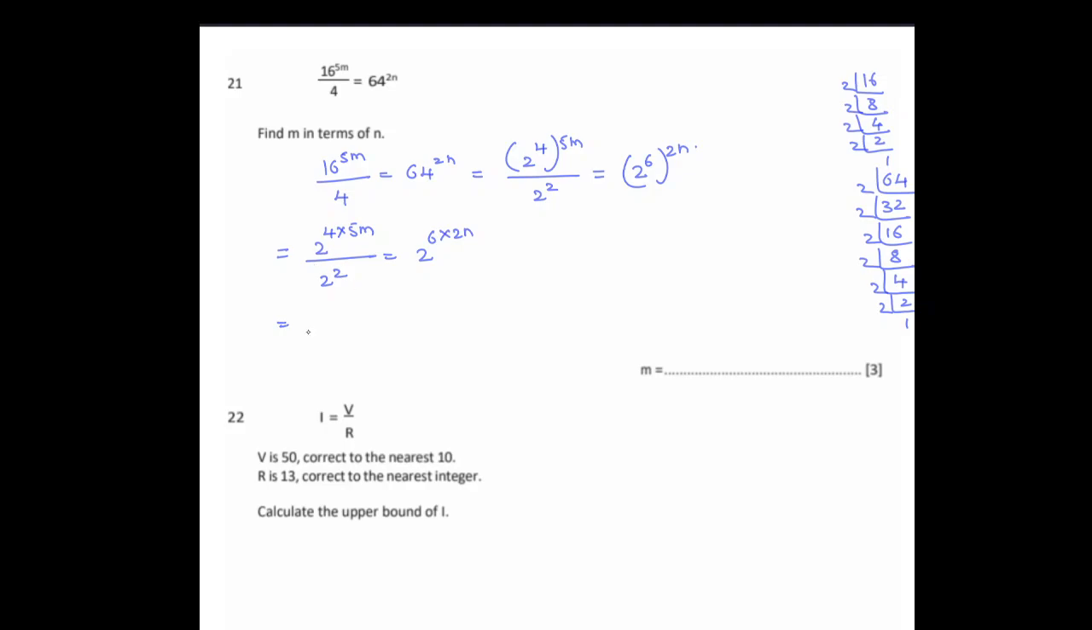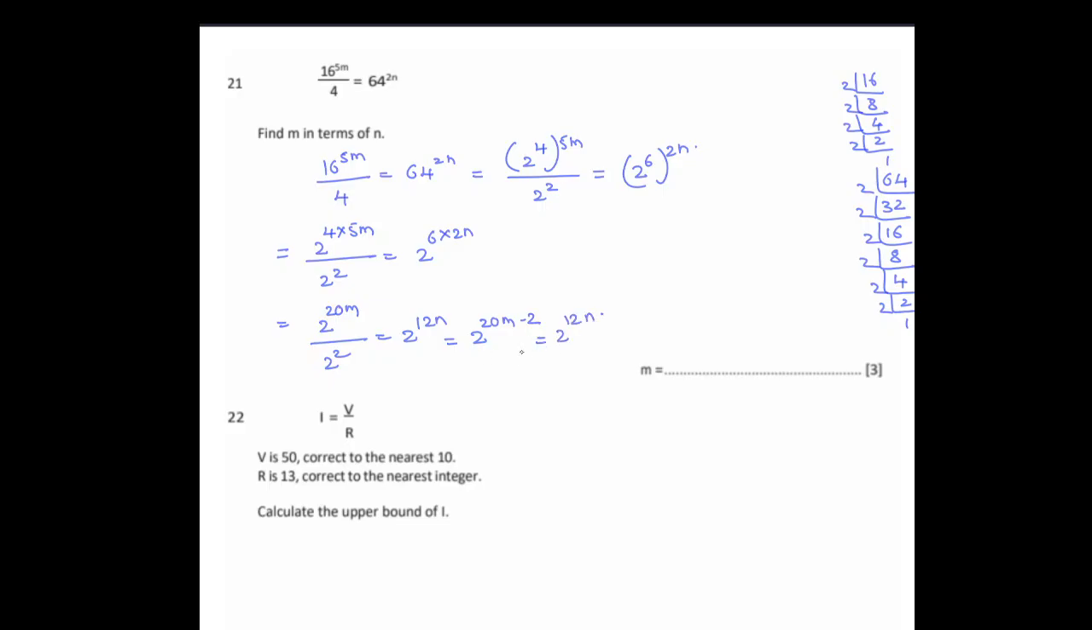Now 2 raised to 4 into 5 will be 20. 2 raised to 20m by 2 is equal to 2 raised to 6 into 2, that is 12n. Now our bases are the same. A raised to m by a raised to n will be a raised to m minus n. So write down 2 raised to 20m minus 2 is equal to 2 raised to 12n.